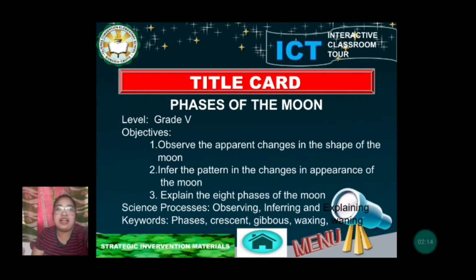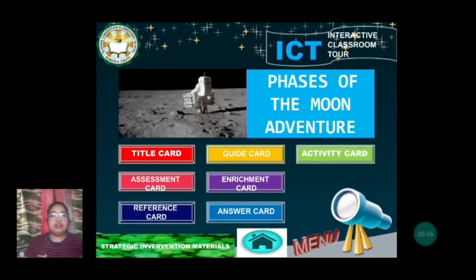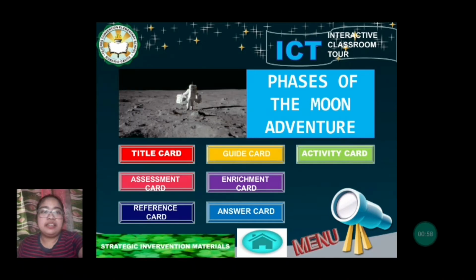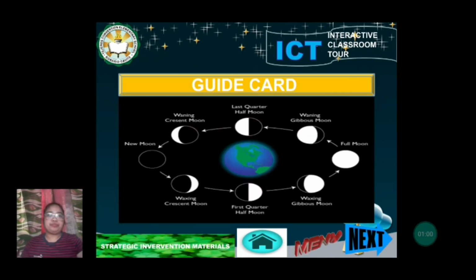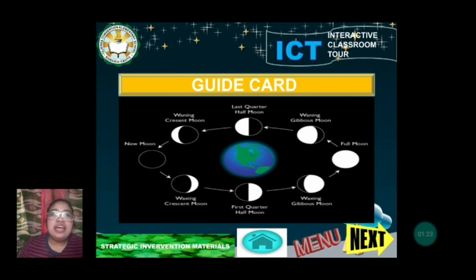Let's go back to the menu. So, next one is the guide card. So, the guide card, you see the picture. First one will be new moon, waxing crescent moon, first quarter half moon, waxing gibbous moon, full moon, waning gibbous moon, last quarter half moon, and waning crescent moon.